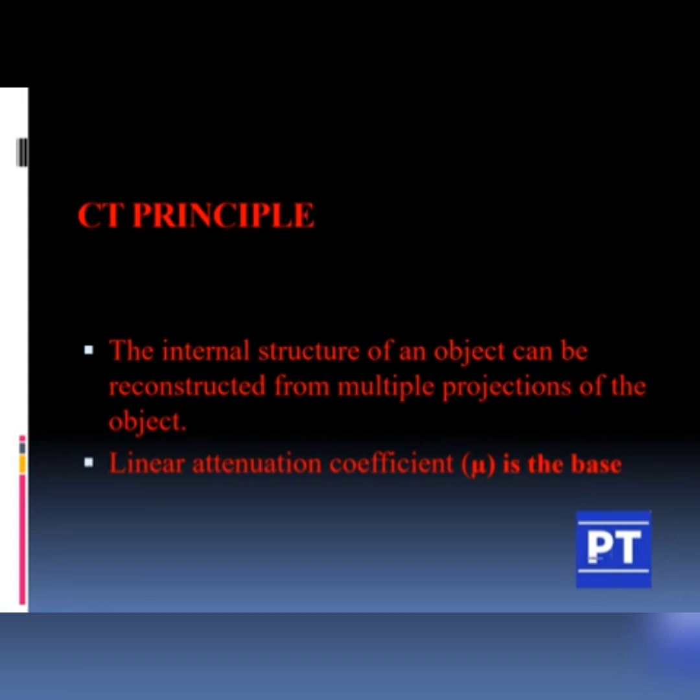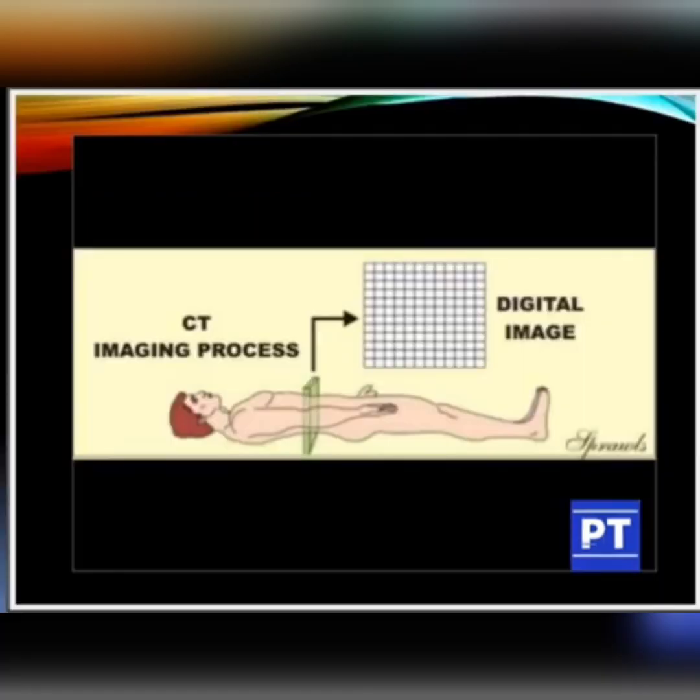Then let us see the CT principle. The internal structure of an object can be reconstructed from multiple projections of the object. This I have discussed in the previous session, so kindly refer to my session on components of CT, in which I have discussed more about this. And the linear attenuation coefficient mu is the base. So here the CT process is going on. We are getting one slice and it is reconstructed into a digital image.